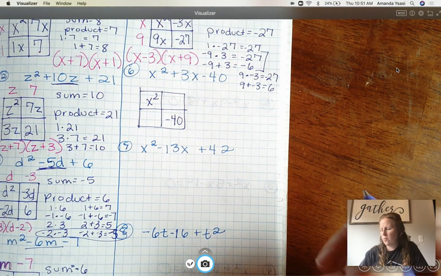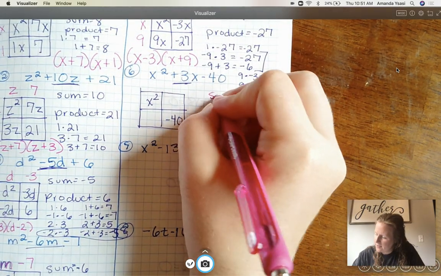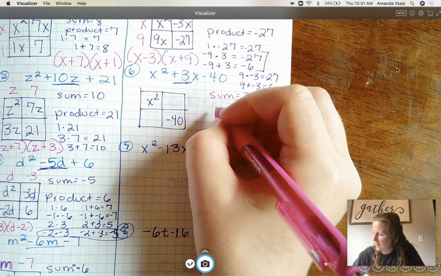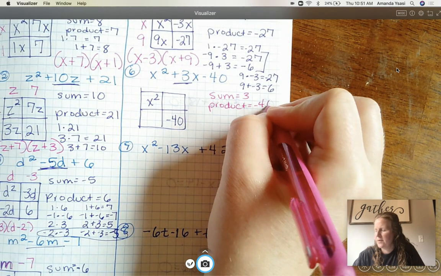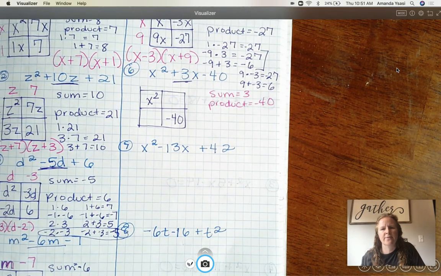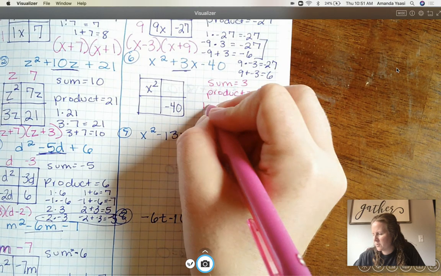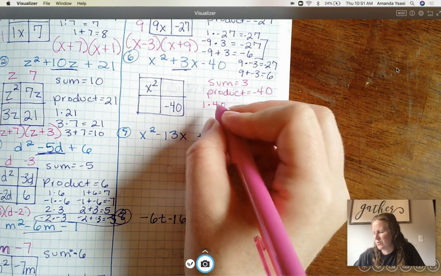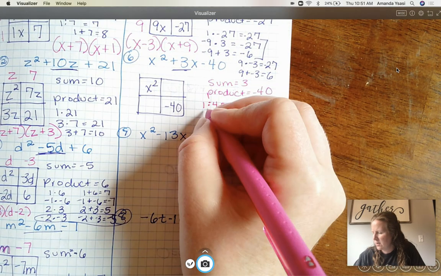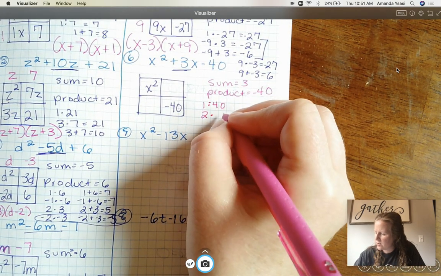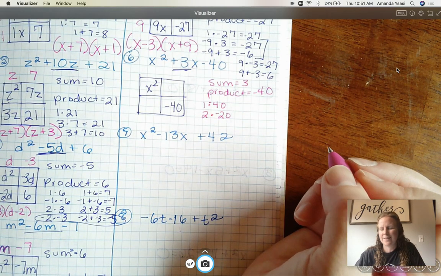Okay, so we want a sum of 3 and a product of negative 40. So let's think about how to get a product of negative 40. We have 1 times negative 40, but if we add those, we're going to get negative 39, so that's not going to work. 2 times a negative 20, if we subtract those, that will get 18.